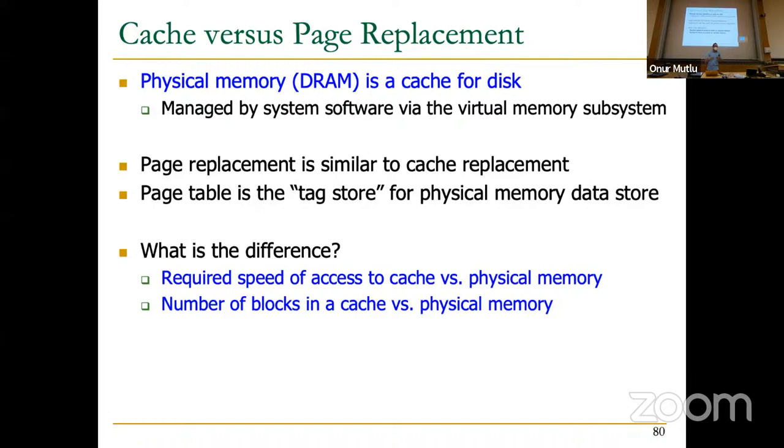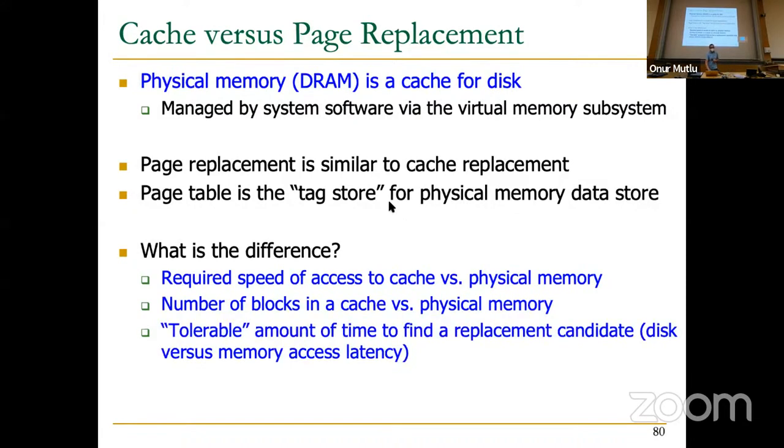But as you know, we keep building larger and larger caches, and cache block size doesn't change that much, whereas page sizes are actually potentially increasing. Okay, and the tolerable amount of time to find a replacement candidate actually changes because of that. In cache replacement, you have to make the decision quickly. In page replacement, you don't have to be extremely quick. That's why the clock algorithm was tolerable initially. Right now, it's not as tolerable, let's say, but still there's more latency in the memory access that you can tolerate. And again, the role of hardware versus software.